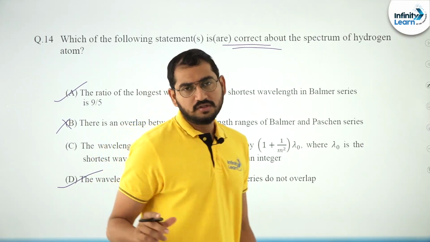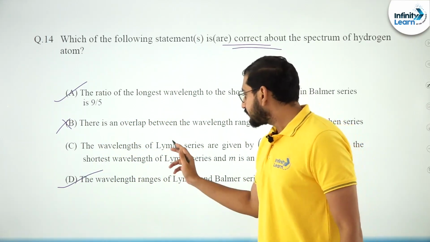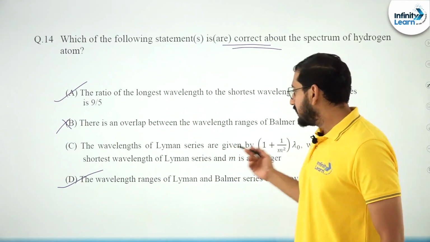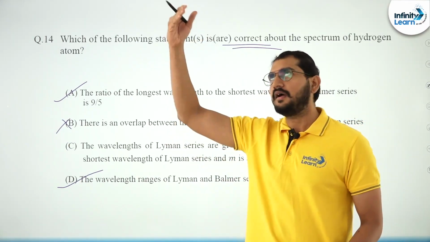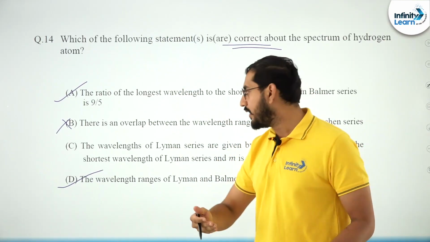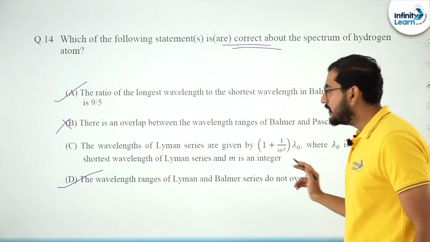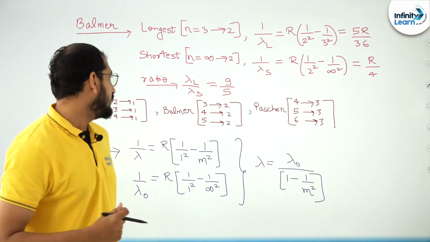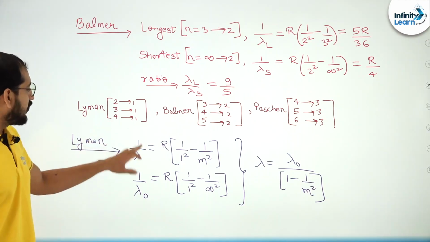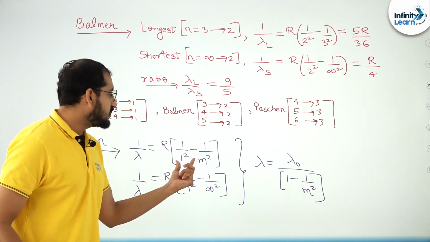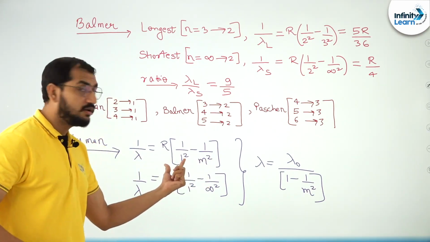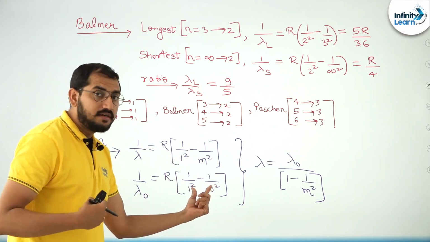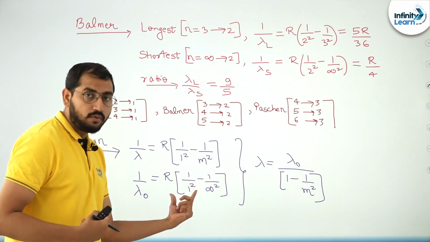Now moving on to option C. Option C says that we have to discuss a Lyman series. We have to take that the transition is happening from some higher mth orbit to n equal to 1, and lambda naught is given as the shortest wavelength. Shortest wavelength means the limit series. For the calculation, for generalized purposes, we can say that the transition is happening from the mth to n equal to 1 orbit, and for the shortest wavelength, I'm using the limit series jumping from infinity to n equal to 1.